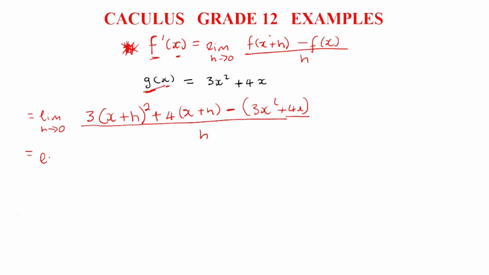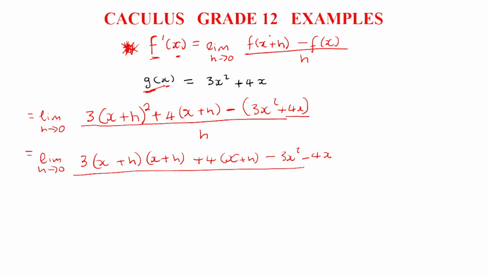Then when you come here, we're still going to put the limit as h approaches 0, because for as long as it has not approached 0, we still write the limit. Now we're going to have 3, and we're going to have to expand this. This x plus h squared means a double bracket, plus 4 times x plus h, minus 3x squared. We multiply by a negative here, so it gives us negative 4x, all over h.